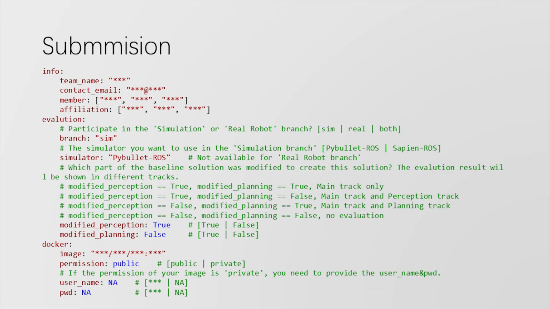After that, you can submit your result by sending us an email to info@ocrtoc.org. You should include a YAML file attachment. The template is shown here, which is also available on GitHub. The first part is some basic information about the team. The second part is about the track and branch of the competition. And the third part is about the Docker image. If the permission of your Docker image is private, you have to provide us with the username and password.